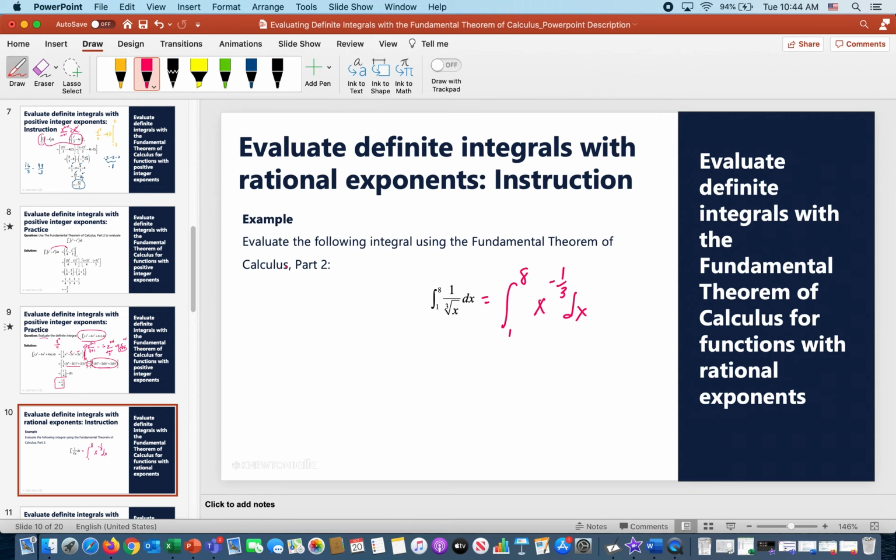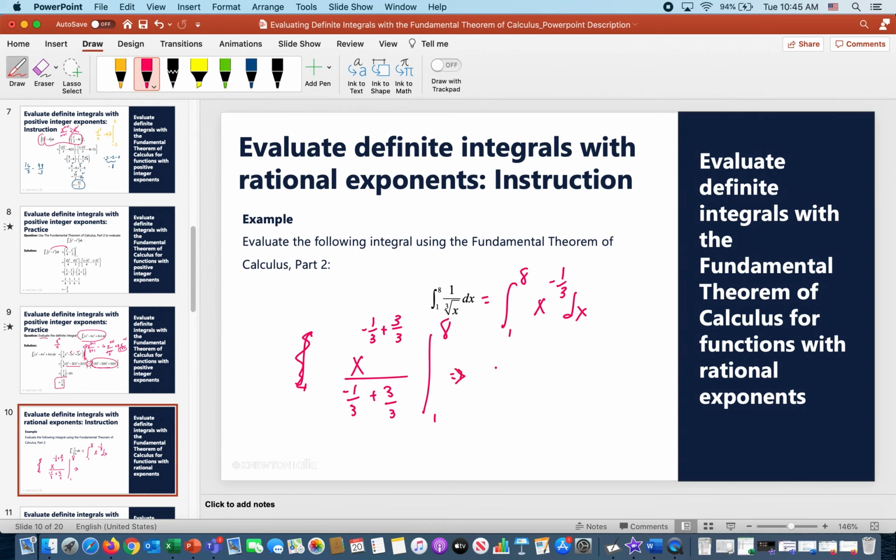Next, how on earth did we get the negative? Okay, so I'm going to move anything that's on the bottom, I move that to the top, and that exponent becomes negative. So now when I take that antiderivative, I'm going to have x to the negative 1/3 plus 3/3 over negative 1/3 plus 3/3 evaluated from 1 to 8.